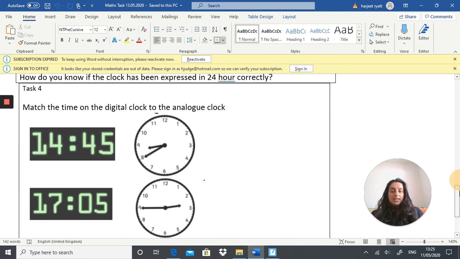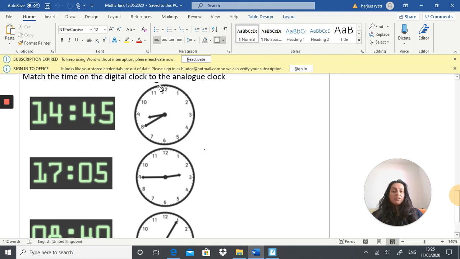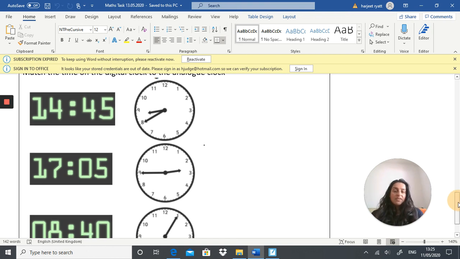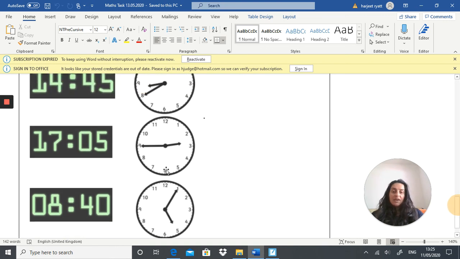And task 4 is simply asking you to match the time on the digital clock to the analog clock. So on this left-hand side, you have the digital clocks. On the right-hand side, you have the analog clocks. You can use lines to match them to each other.